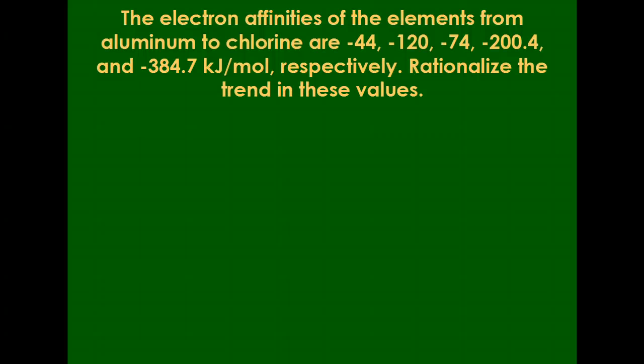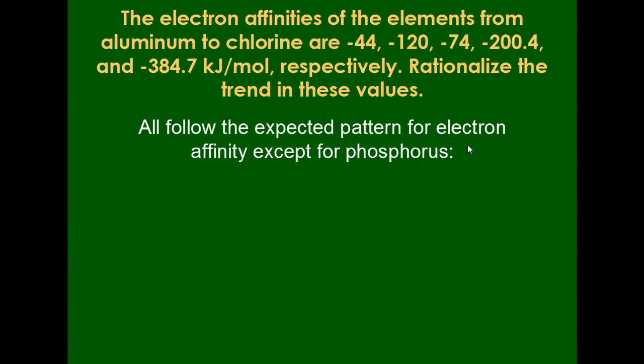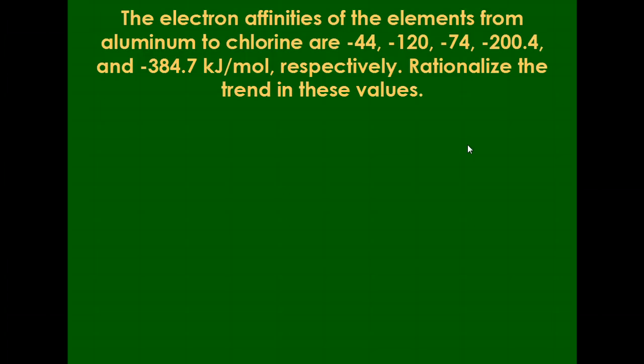Here we're given the electron affinities for the elements from aluminum to chlorine. So there's aluminum, there's phosphorus, there's sulfur, there's chlorine, I think. Sorry guys, it's been a little while since I've seen these. But if you look at your periodic table, you'll be able to tell these. And so it says that we're increasing.